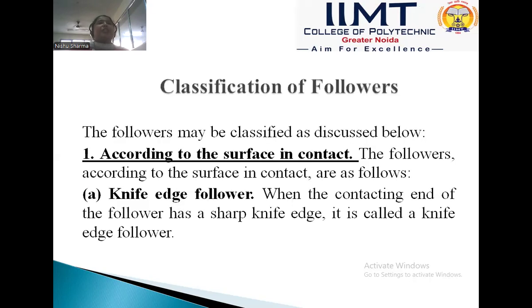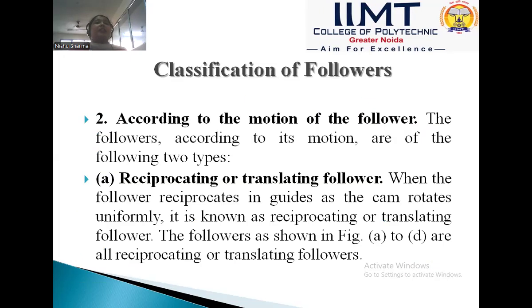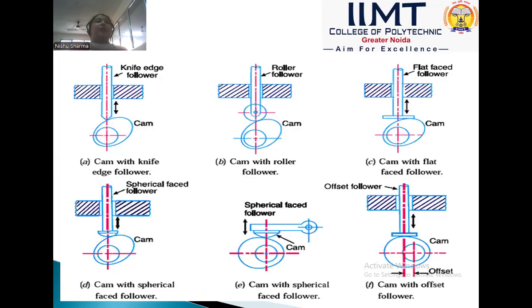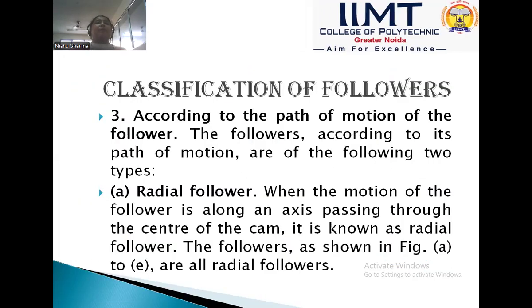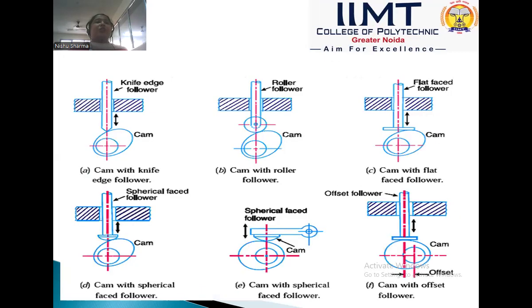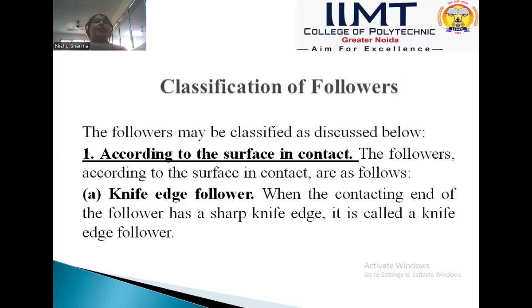Now we will discuss the classification of follower. There are three types of classification: firstly, according to the surface in contact; then according to the motion of the follower; and last, according to the path of motion of the follower. Firstly, we will discuss classification according to the surface in contact. It means the surface that occurs when there is contact between the cam and follower.